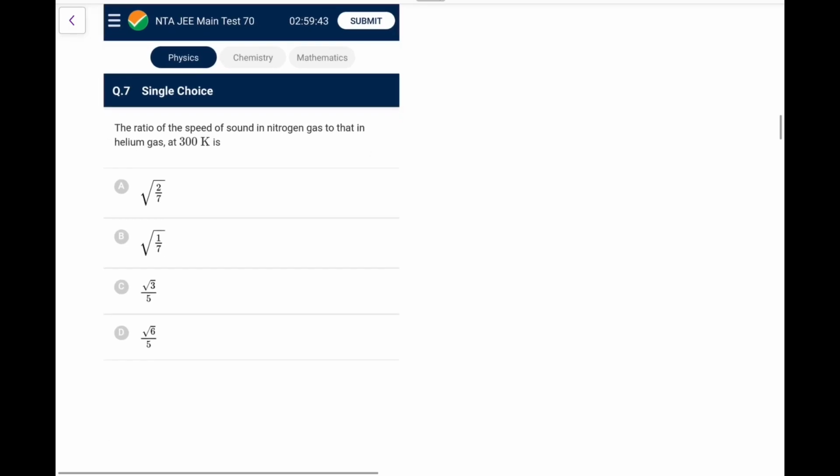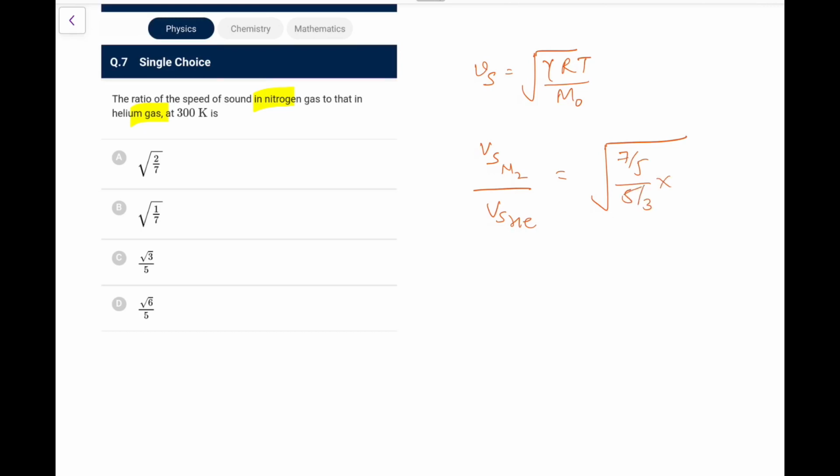Next. The ratio of speed of sound in nitrogen to that in helium at 300 Kelvin. So we say V of sound is equal to root of gamma RT by molar mass M0. So V of sound in nitrogen to V of sound in helium. Gamma of nitrogen is 7 by 5, of helium is 5 by 3, mass of helium is 4, nitrogen is 28, all the rest of the factors are the same. So basically what turns out is 21 by 25 into 4 by 28. So this is 3, this is 4, goes 3 by 25. So root of 3 by 5. So option C is coming. So this is another easy one for you.